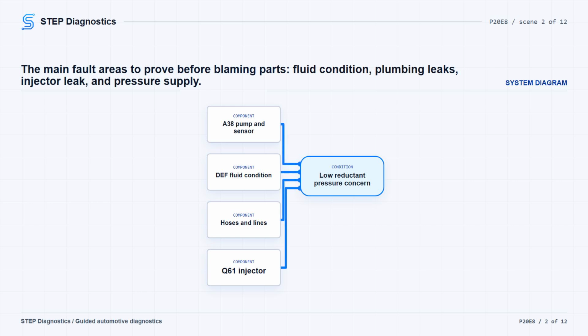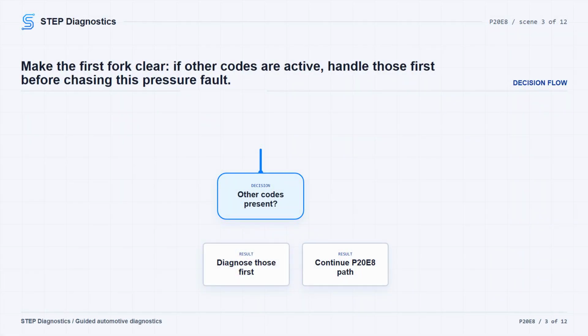The broad areas I'm keeping in mind are possible DEF contamination, possible leaks in the reductant plumbing, possible injector leakage, or a possible pressure supply concern at the pump and sensor assembly. Start with the basic system checks, then follow a structured diagnostic approach. If other codes are present, check what they mean first, so you do not chase a pressure code that is being caused by another active fault.